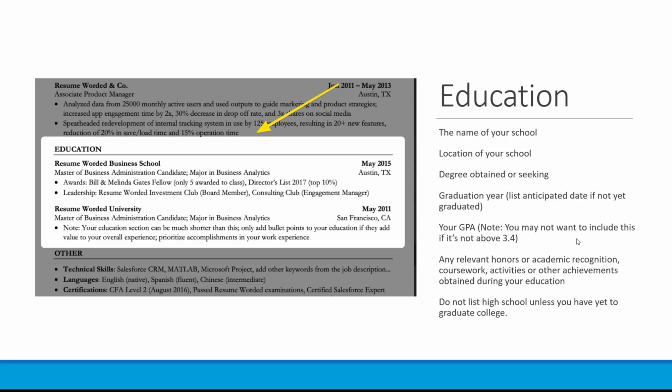Now, you only usually include high school if you haven't graduated college yet. Once you graduate college, you typically take that out of your education section.